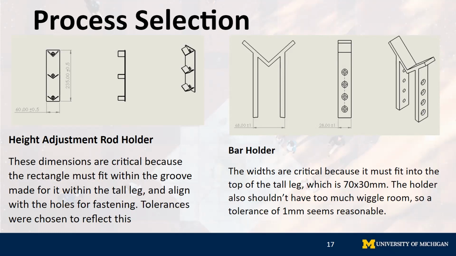For the bar holder, again, the overall size of the part is critical to function as it needs to be able to fit into the top slot of the main rack assembly. The 68 by 28 millimeter dimensions are to allow it to fit into the slot with no interference and some buffer. The 1 millimeter tolerance will not interfere with the main rack, even in worst case and RSS scenarios, proving a robust redesign.